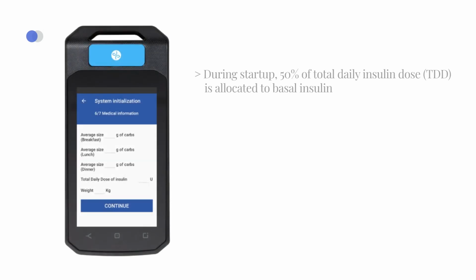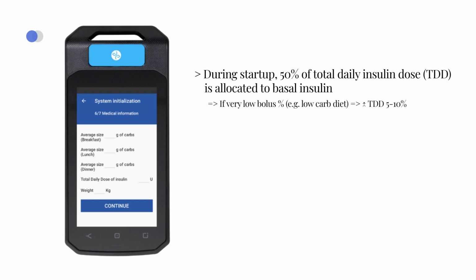Now let's focus on the specific education points for Diabeloop. During startup, half of the total daily dose of insulin is allocated to basal insulin, while the other half is allocated to meal insulin. If this allocation doesn't align well with your actual insulin needs, it's recommended to adjust the total daily dose of insulin accordingly.